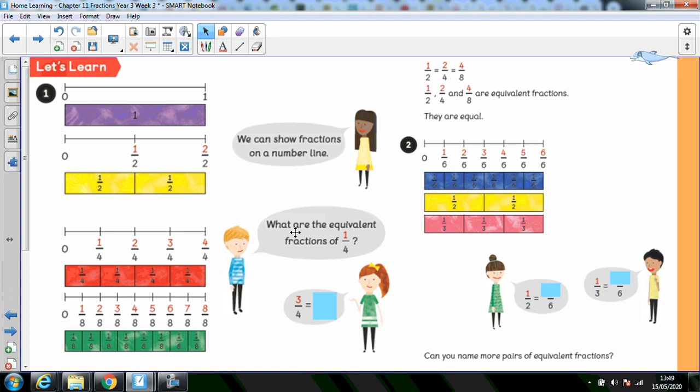Sam's asking, what are the equivalent fractions of 1 quarter? Well, the reason why we put these slips of paper together, or we put it on number lines, is that we can cast our eye down and we can see 1 quarter is equivalent to 2 eighths. Can you see they're the same amount? Okay, there's more parts, but it's the same amount of paper.